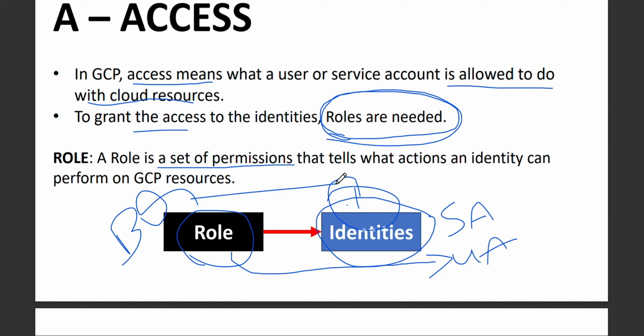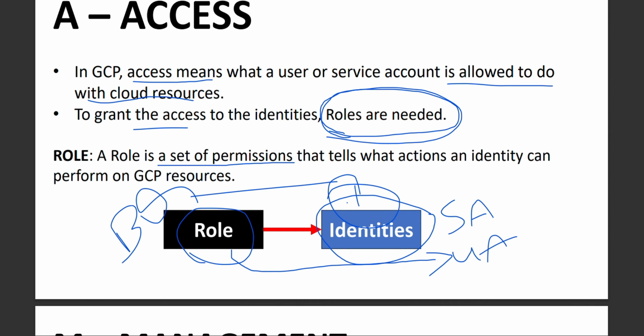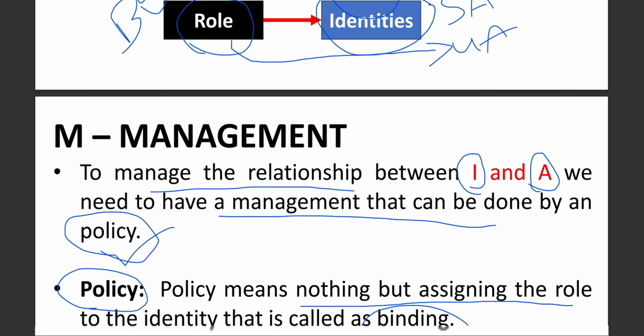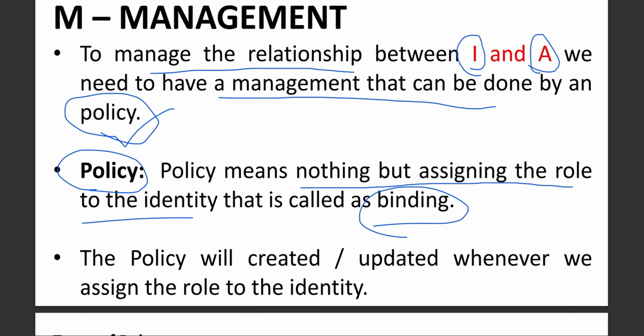Like that, if you have multiple bindings, if you assign multiple roles, it is nothing but a set of bindings. We are going to call it a policy. Okay, a set of bindings, we will call it a policy. Then what is meant by binding? Binding is nothing but assigning a role to the identity. If you assign one role to the identity, we will call it a binding. Like that, if you assign multiple roles to the identities, we are going to call it a set of bindings. We are going to call it a policy.